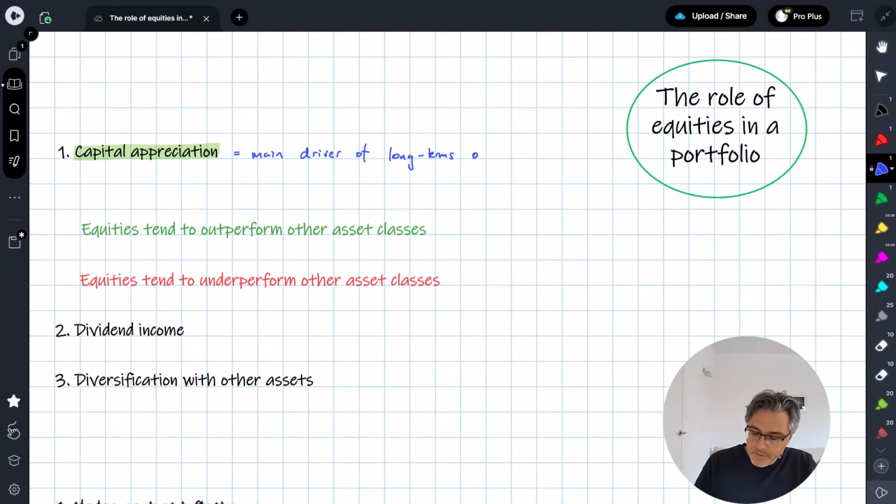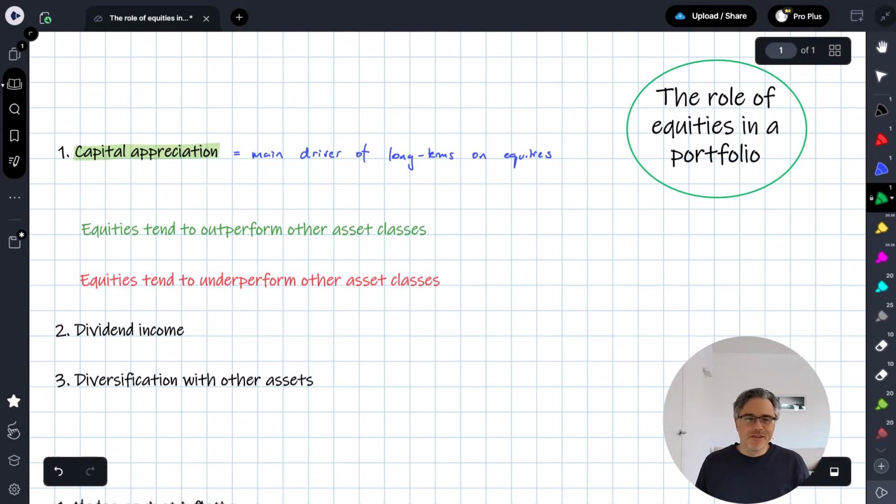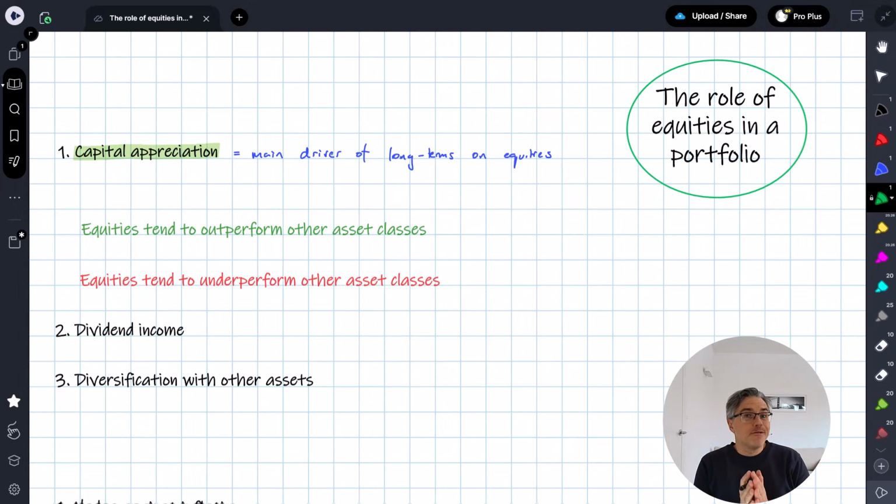Long-term returns on equities, obviously not necessarily short-term. Short-term, it could be things like dividends, but when you analyze the longer term, it will be capital appreciation. Equities do tend to appreciate in value, obviously in a broad portfolio context over time. And a very simple question here: when do equities tend to outperform, so do better than other asset classes? And by other asset classes, we mean the traditional ones like fixed income or cash, i.e. very short-term treasury securities, for example.